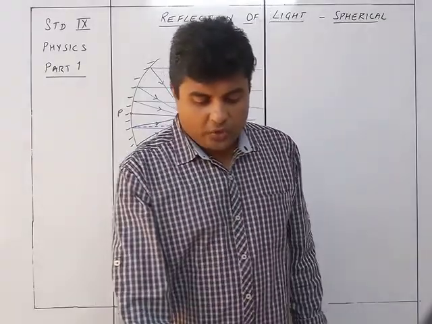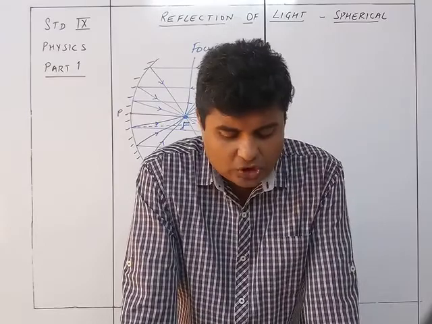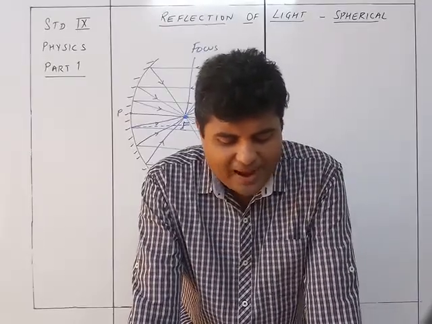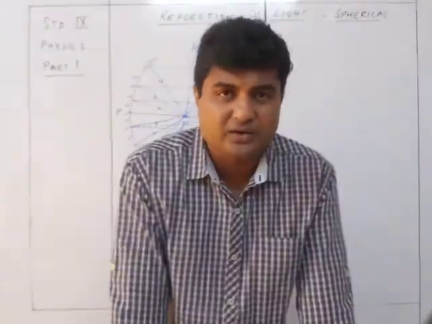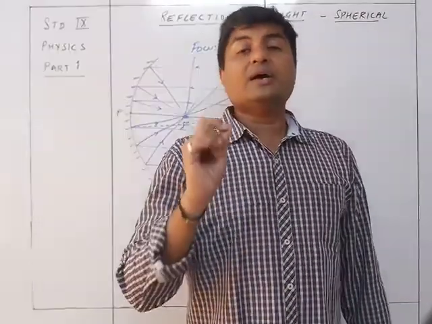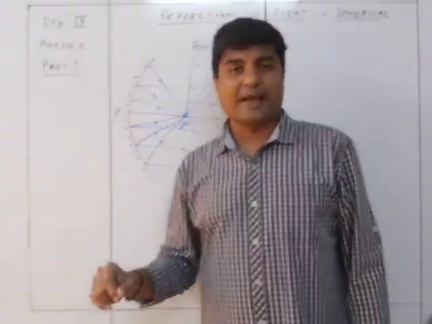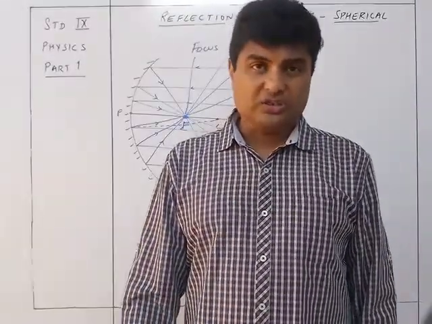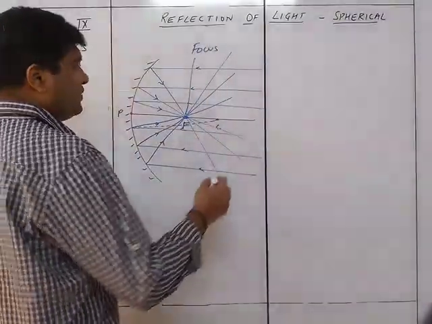Okay, so you can see the focus of a concave mirror is a point on the principal axis through which the light rays incident parallel to the principal axis pass after reflection from the mirror. So after reflection from the mirror, these particular rays of light are going to pass through that point on the principal axis, which is called the focus of a concave mirror. Now let's see the same example in case of a convex mirror.